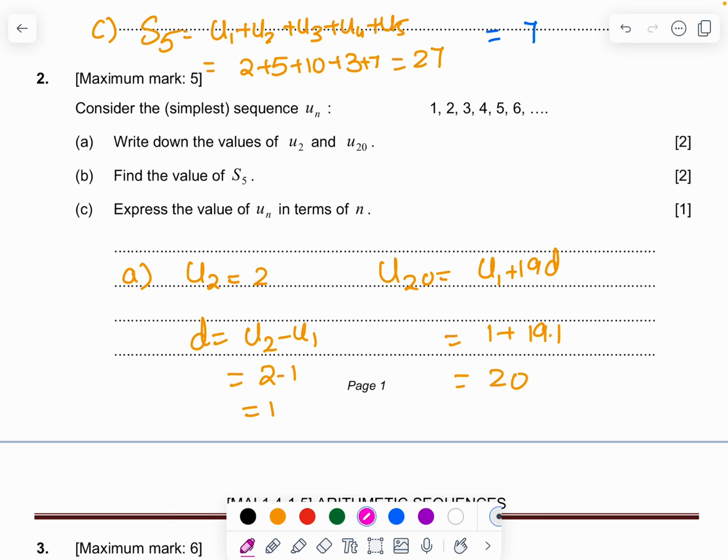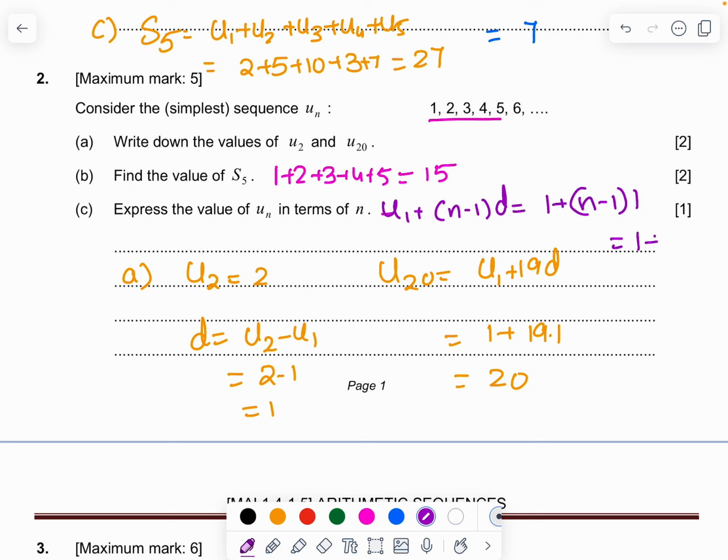Next is asking about S5. S5, add the 5 terms, 1 plus 2 plus 3 plus 4 plus 5, which is going to be 15. Write the formula for un. The formula for un is u1 plus n minus 1 times d. What was u1? 1 plus n minus 1 times 1. So it becomes 1 plus n minus 1. 1 cancels. So what is going to be the answer? n.